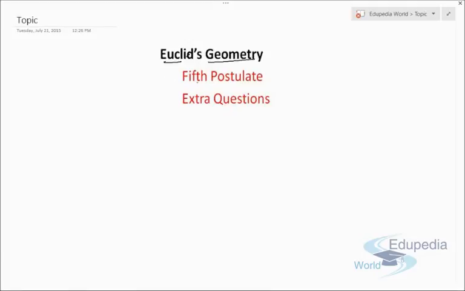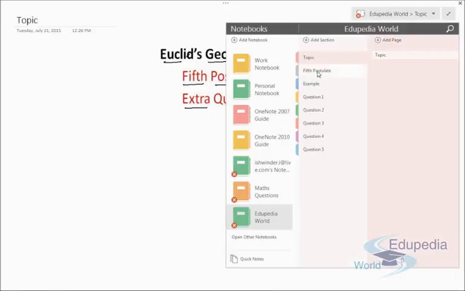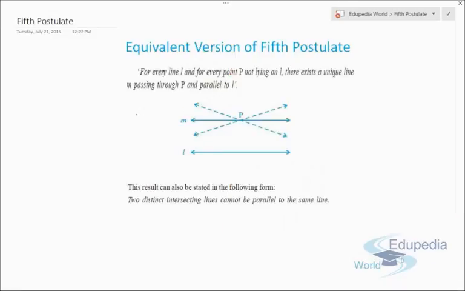Now in this video we'll discuss the further extension of the fifth postulate of Euclid's geometry. As we discussed in the previous video, the fifth postulate is important in geometrical concepts, but here we will discuss its further extension. So watch that section very carefully because it's very important from the exam point of view. Then we'll discuss some of the extra questions which are generally seen in examinations, so you have to watch this video very carefully. So let's get started with the first topic, which is the fifth postulate of Euclid's geometry.